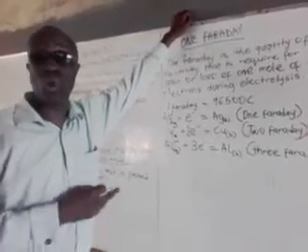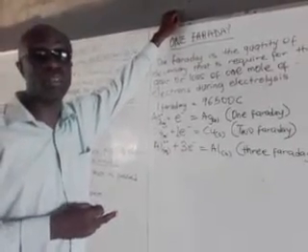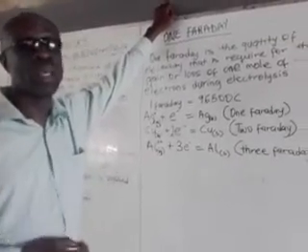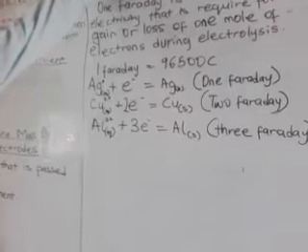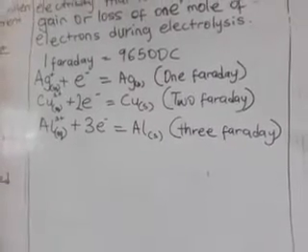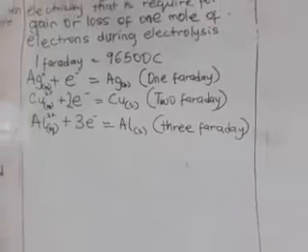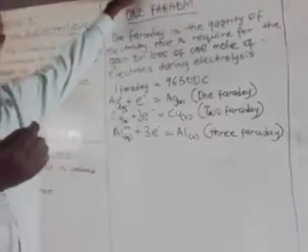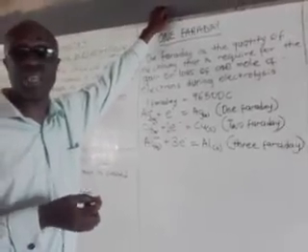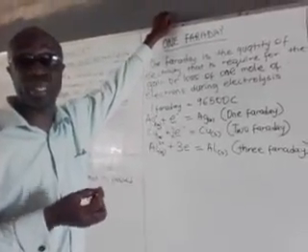I repeat, 1 mole of silver ions will gain 1 mole of electrons to produce 1 mole of silver atoms. These silver atoms, of course, will be deposited at the cathode. So you see that what we have here will require 1 Faraday, because we say that 1 Faraday is the quantity of electricity that is responsible for gain or loss of 1 mole of electrons during electrolysis.